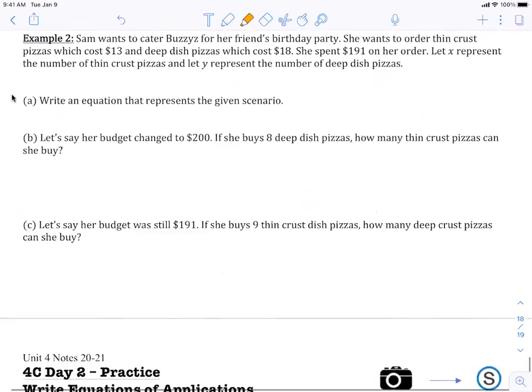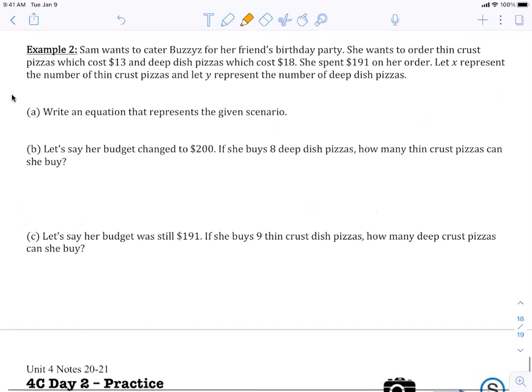Now there's one other type of word problem that we're going to deal with, and it's one where you might not necessarily be given a straight up slope. So let's read example 2.